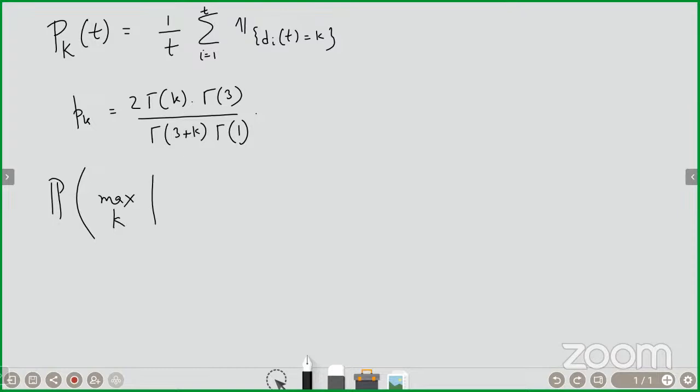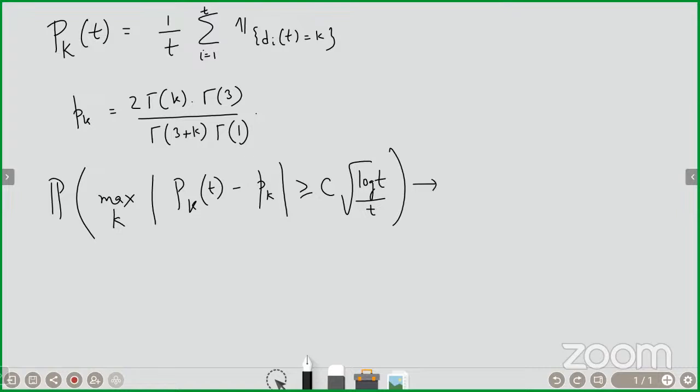Max over K of capital PKT minus K, C times square root of T. This probability, this is the major result we want to show. But before that, we'll actually work with this and its expected value. That is in two steps.